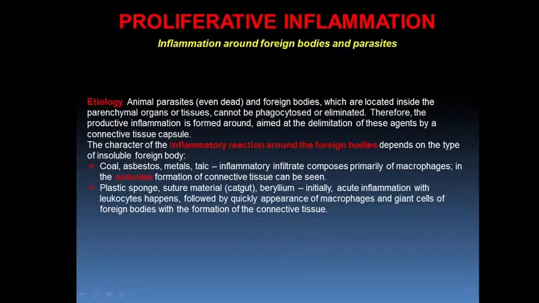Next variant of proliferative inflammation is named inflammation around foreign bodies and parasites. Etiologically, we can see different animal parasites, even dead parasites, and some foreign bodies located in the parenchymal organs, in tissues, in superficial tissues that cannot be phagocytized or eliminated. That's why productive inflammation is formed around, aimed to delimitate the damaging factor by a connective tissue capsule.